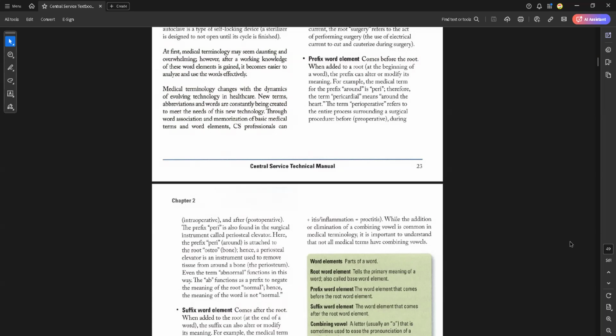I'm reading under prefix word element. It comes before the root. When added to a root at the beginning of a word, the prefix can alter or modify its meaning. So you can never have a medical terminology without a root, but you can have, of course, one without the prefix or the suffix. We'll be seeing a lot of examples, and they throw more light. They explain. So Michael is the root, but where around Michael? Is he inside? That's endo Michael. The moment I say endo, E-N-D-O, endo Michael, then everybody in the class here knows that it is inside Michael.